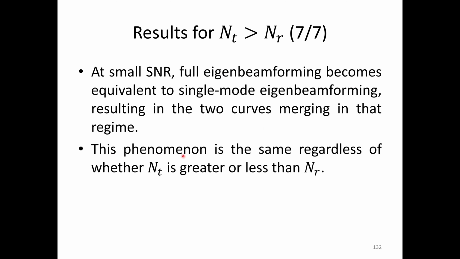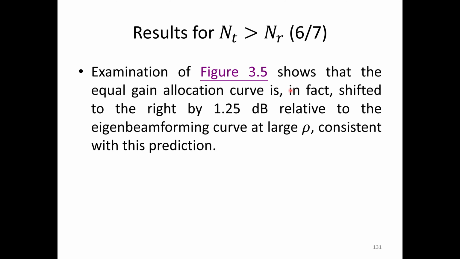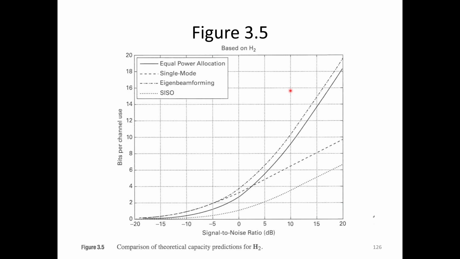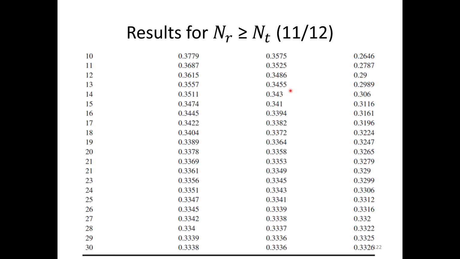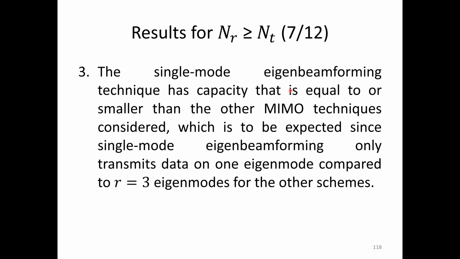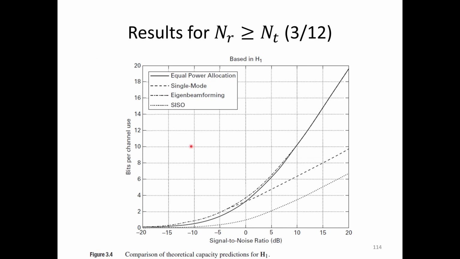So this phenomenon is the same regardless of whether NT is greater or less than NR. Let us see the previous subsection, the previous figure. In figure 3.4, we can see that the eigenbeam forming curve, this curve, and the single mode curve merge together when signal to noise ratio is small. Good.